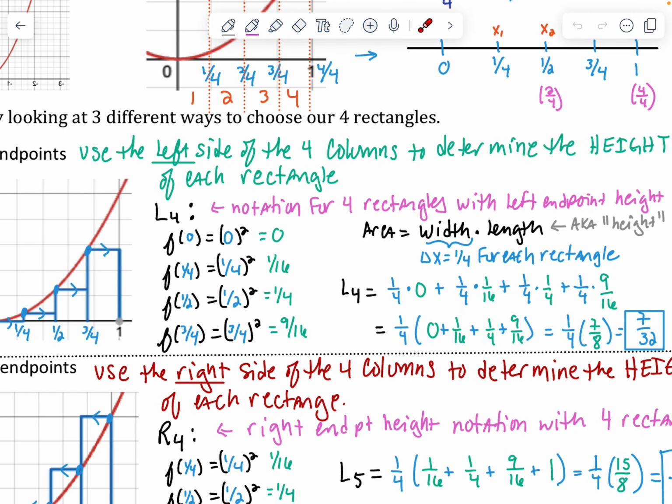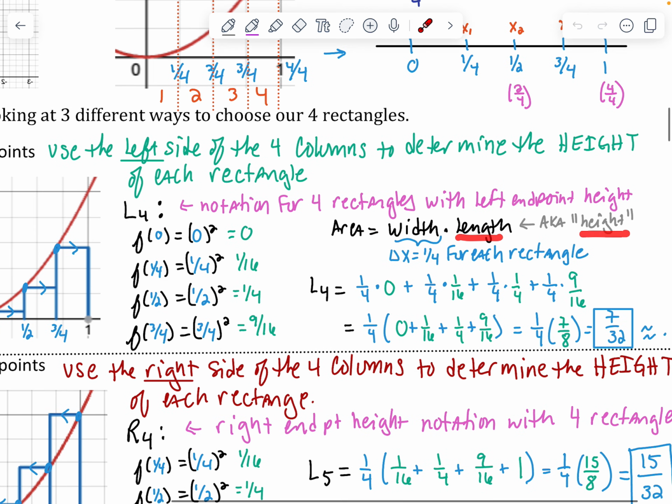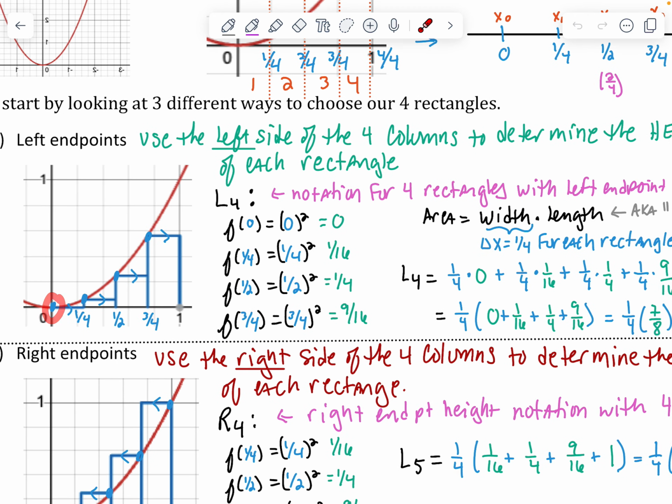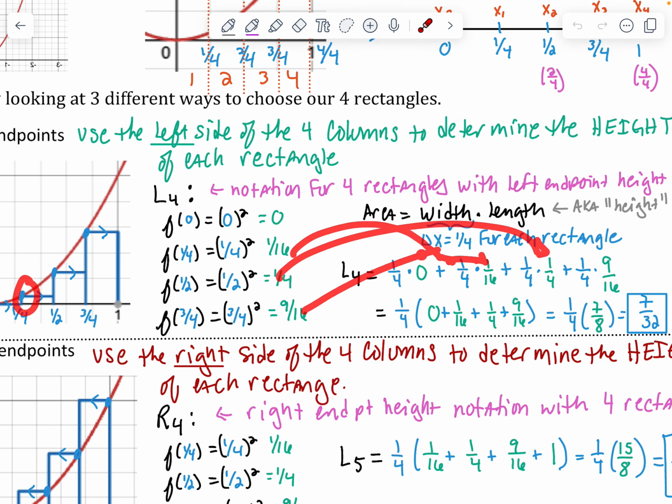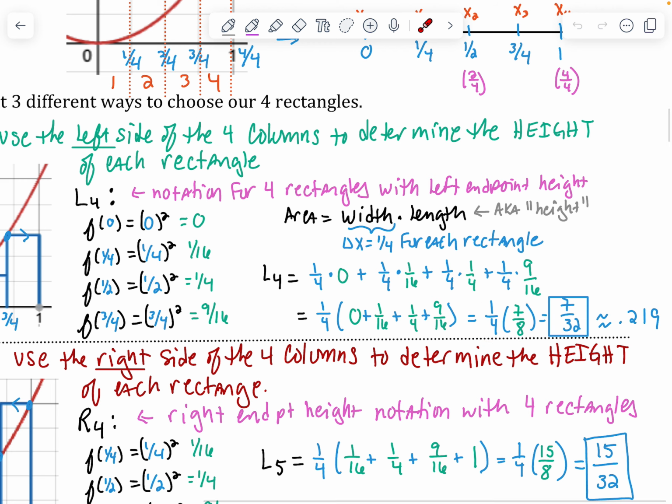If you remember, area is length times width, or I went ahead and wrote width times length. The width is how wide each rectangle is. We already determined they're all 1/4 unit wide. And the length, really that's our height. Our first rectangle was 0 units high. Our second rectangle was 1/16 units high, then 1/4 and 9/16. But instead of having to deal with all this math, since each product begins with 1/4, you can basically factor that out, add the 4 heights, and take those 4 heights times 1/4, and we get 7/32.